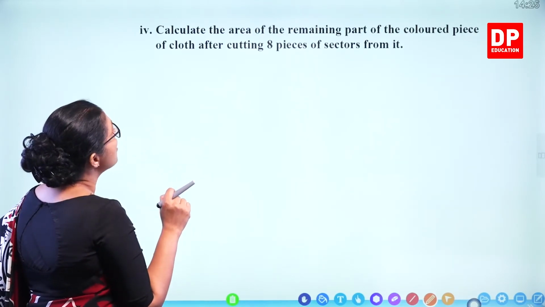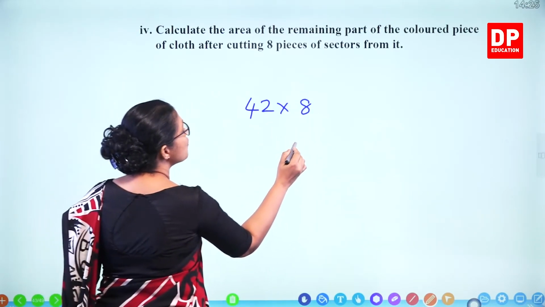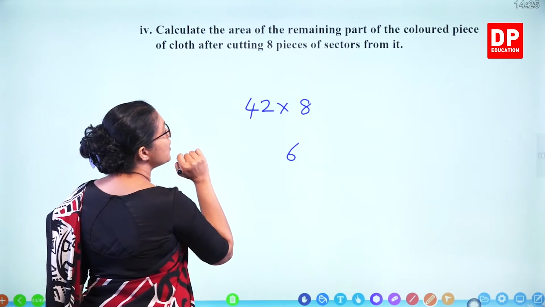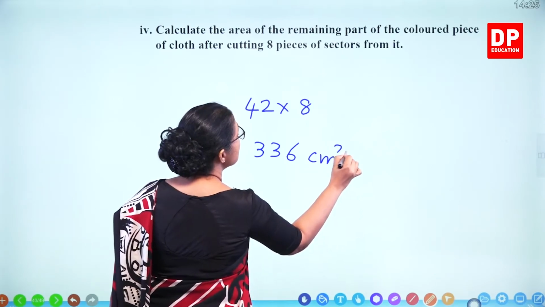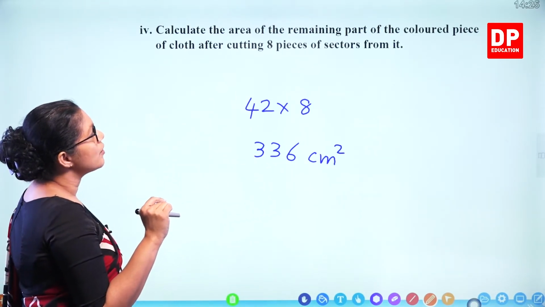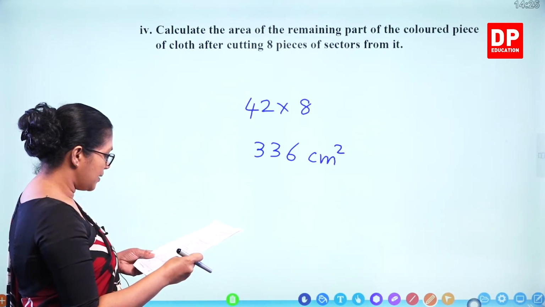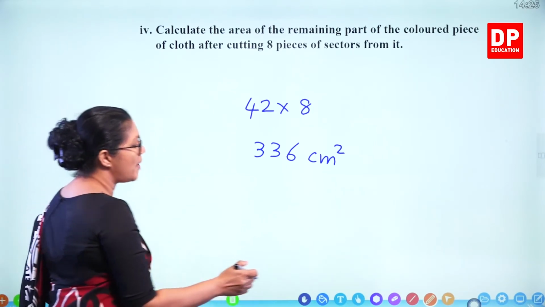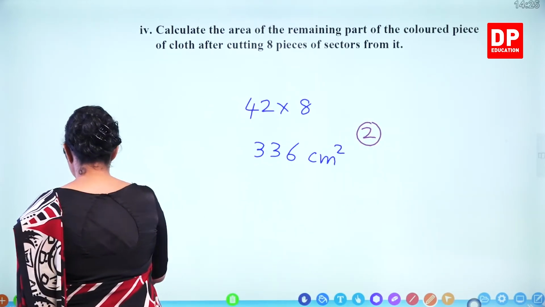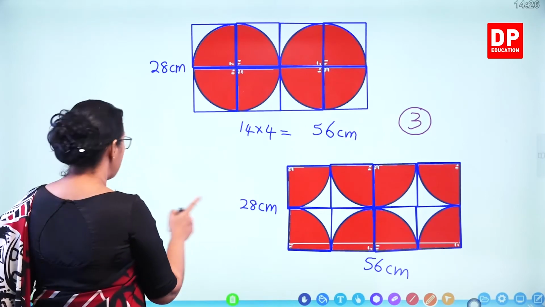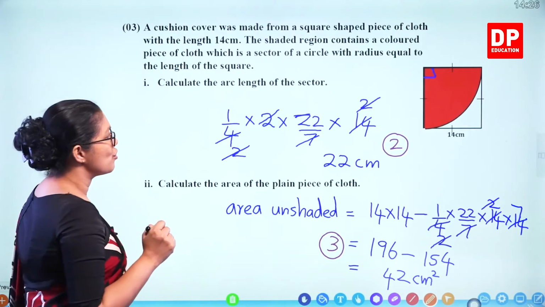So what's the unshaded part? So 42 times 8. 8 times 2, 16. And 8 times 4, 32 plus 1, 33 square centimeters is the area of the remaining part of the colored piece of cloth. So how many marks for that part? You get 2 marks. So 2 here, 3, 5, 6, 7, 8, 9, 10. So 10 marks for question number 3.